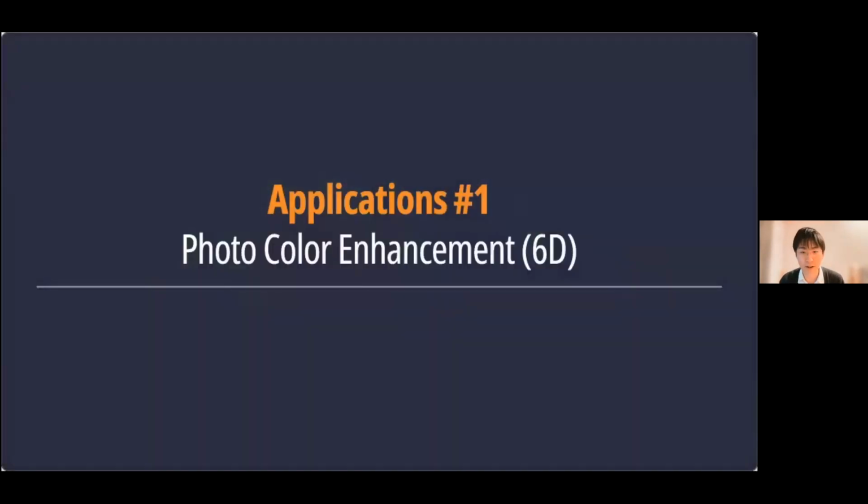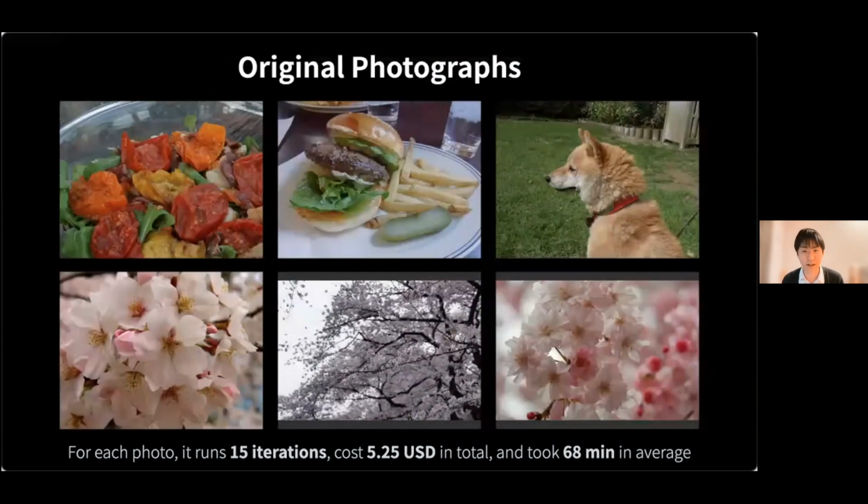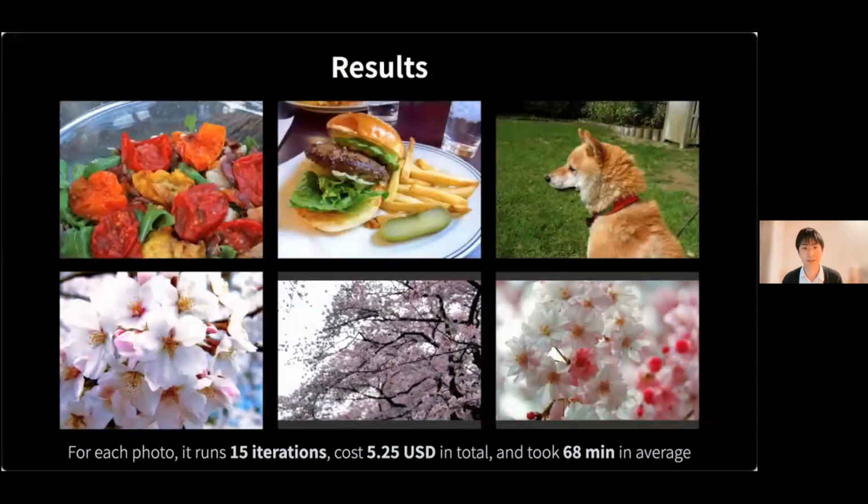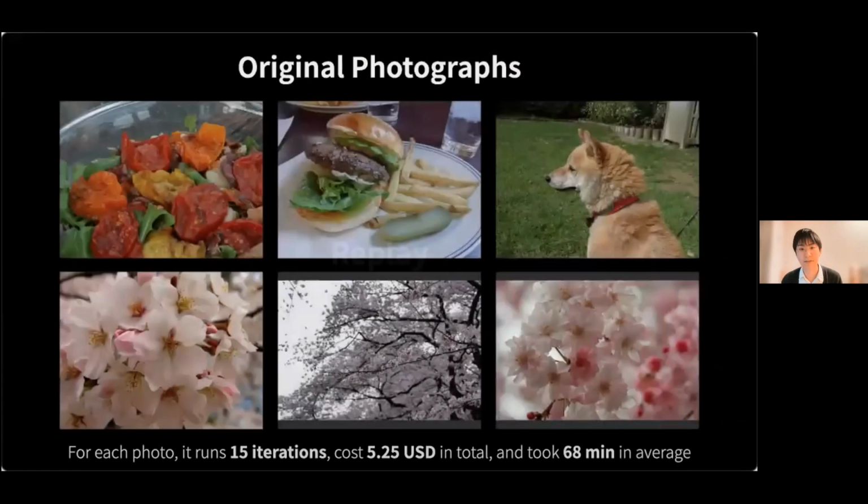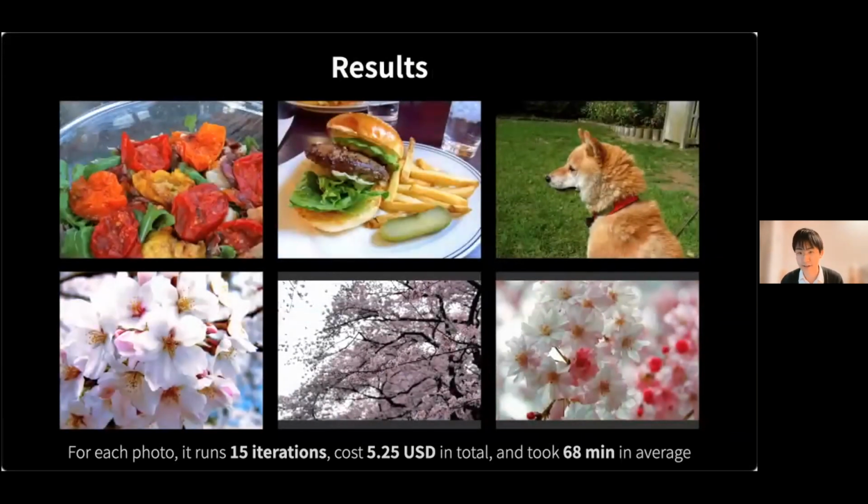And this solver can be applied to various parametric design scenarios because it is domain agnostic. So here we applied it to photo color enhancement. This slide shows the original input images, and this shows the results of the crowd-in-the-loop optimization solver. Okay, so let's see again. This shows the original input images, and this is the results. I hope you can see some improvement.